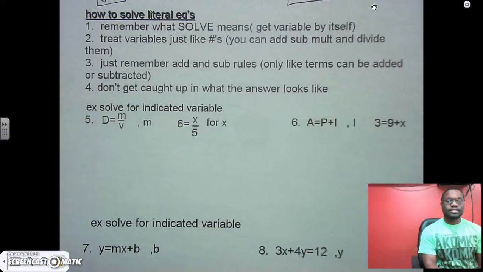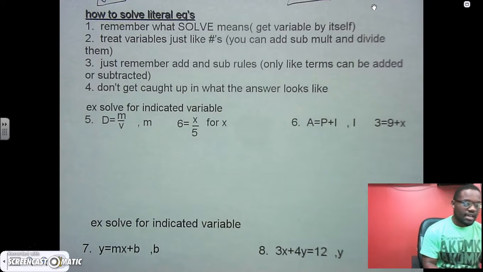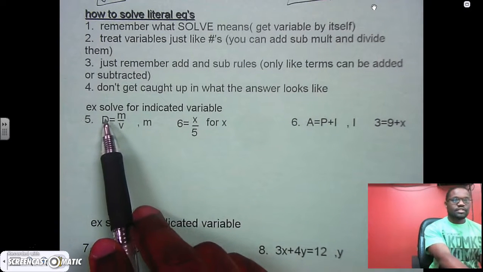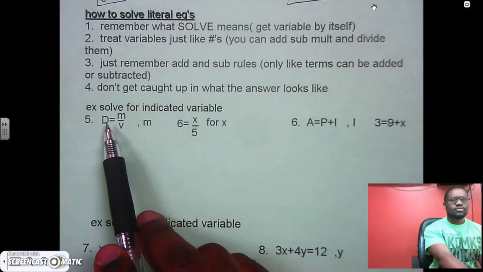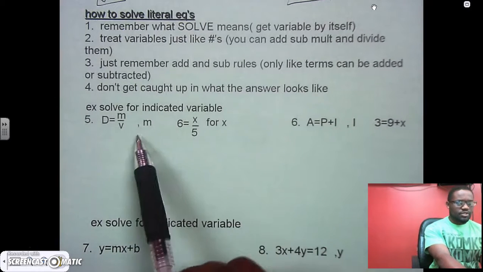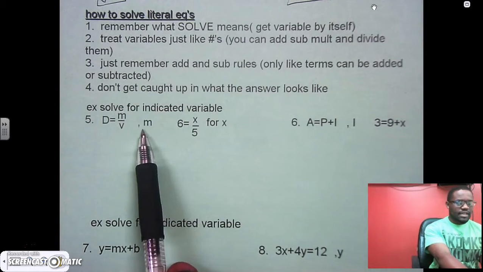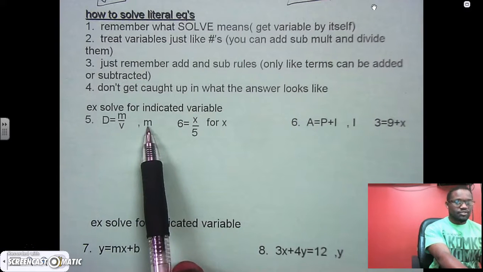Now, let me jump straight into this. This is one of those things you just got to do. I'm going to solve this equation. Density equals mass over volume, and I'm going to solve it for M. Okay? Now, that's what this means. When you see a comma and a variable, that's what it's telling you to solve for.